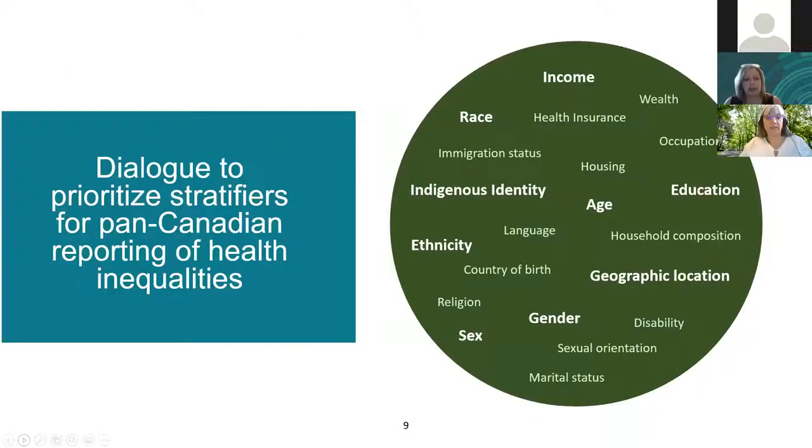CIHI has been publishing reports with inequality measurements in it for many years. And in 2016, hosted a formal stakeholder dialogue on data and measurement in order to further advance health equity work. Participants in this dialogue represented ministries of health, quality councils, health regions, academia, practitioners, and national organizations and the federal government. They all shared their perspectives on priority data needs to facilitate the measurement of equity in healthcare.